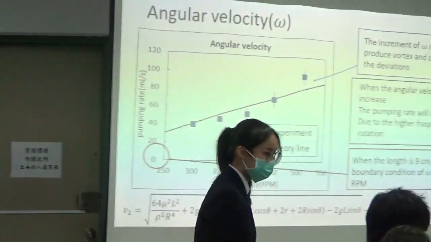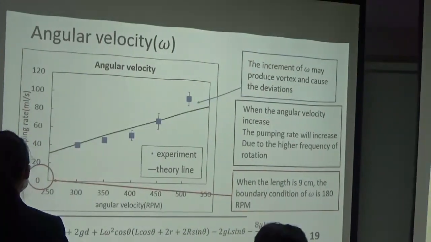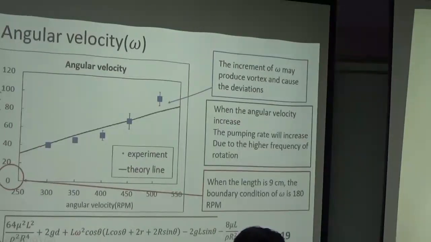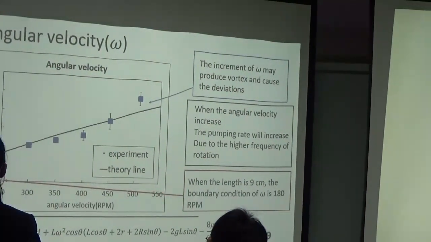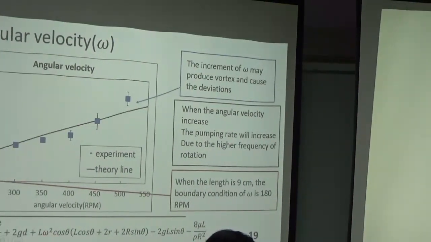Then can you turn to the page where you discussed the angular velocity? Yes, this page. Do you consider that the theory line and the experiment line are linear, fitting your experiment data? Yes. Is it linear? I think yes. Okay.